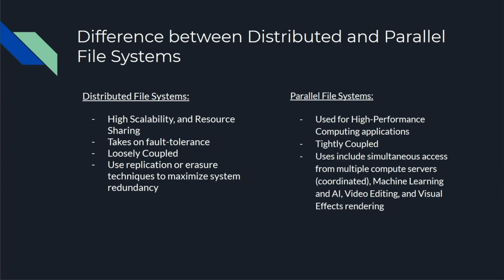Parallel file systems, on the other hand, are used more for high performance computing applications. They're tightly coupled, which means that the software and hardware are dependent on each other, meaning that the more hardware, the better the system will perform. This usually includes simultaneous access from multiple compute servers, which can be coordinated by the software, and is often used in machine learning, AI, video editing, and visual effects rendering.